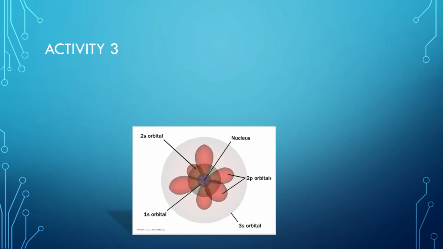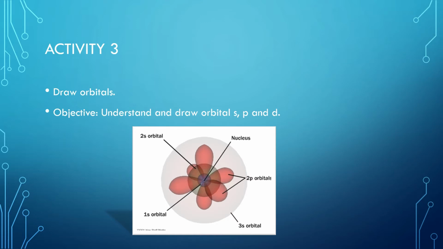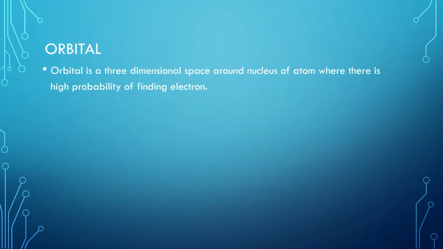ID-Electron. Activity 3. Draw orbitals. Objective: understand and draw orbital S, P, and D. Orbital. Orbital is a three-dimensional space around nucleus of atom where there is high probability of finding electron.